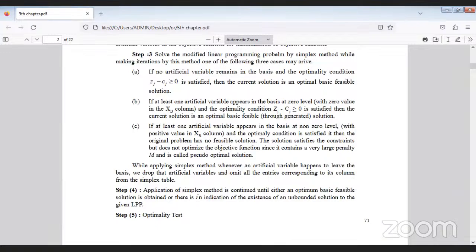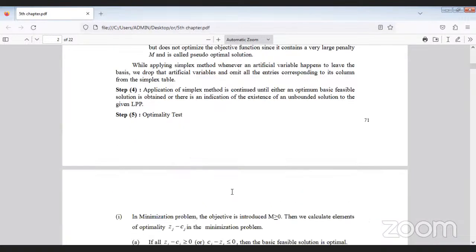If the solution satisfies the constraints but does not optimize the objective function, since it contains a very large penalty M, it is called a pseudo optimal solution. While applying the simplex method, whenever an artificial variable leaves the basis, we drop it and omit all the entries corresponding to its column from the simplex table. Then continue the simplex method until an optimum basic feasible solution is reached. Often there is an indication of an unbounded solution to the LPP, then test optimality.